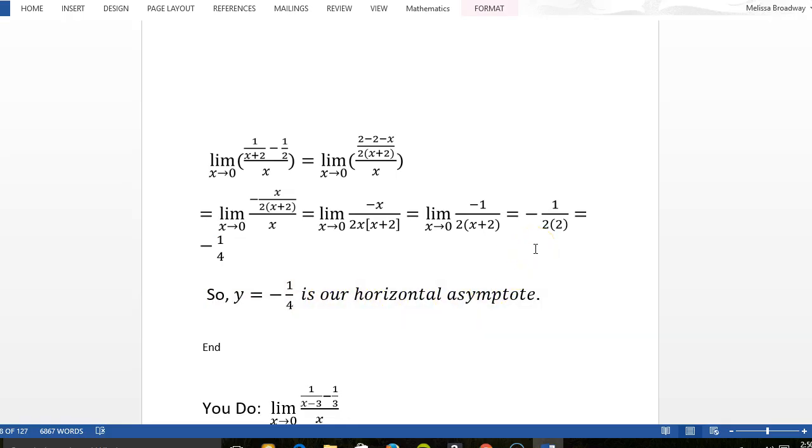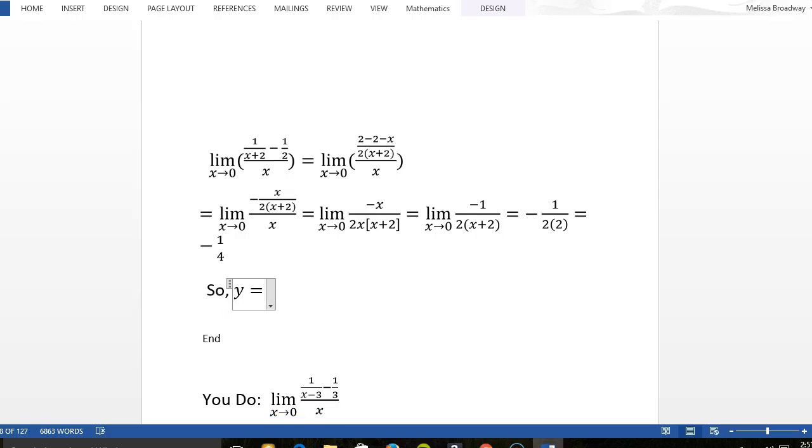So y equals negative 1/4 is our horizontal asymptote. Wait, no, it's not. That's not a horizontal asymptote. This limit did not go to infinity. It went to 0. Oops. Sorry, guys. That's not true. I said something there that was bogus.